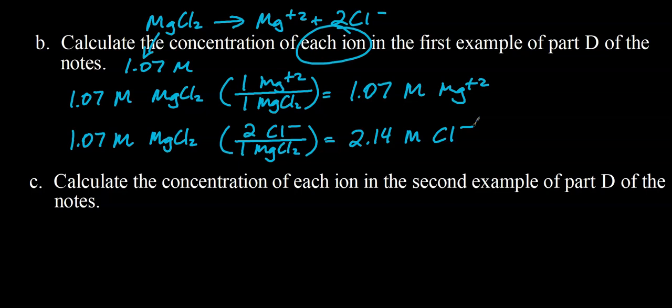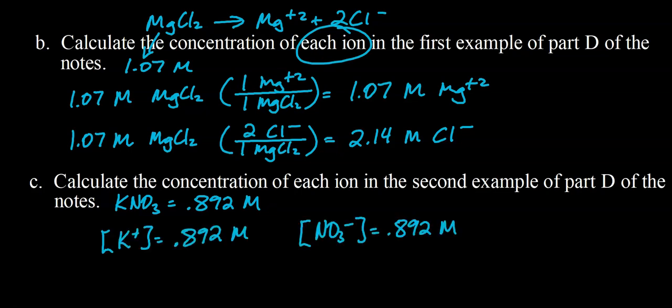All right, second example that we did was we calculated the concentration of the potassium nitrate solution, and the concentration of the solution as a whole was 0.892 molar. So go ahead and calculate the concentrations of both the K+ and NO3- ions using the same approach that I used in letter B. Go ahead and pause the video now. Show the work. Hopefully you showed the work.